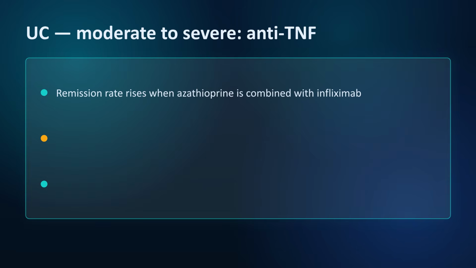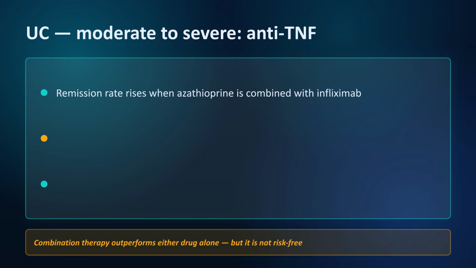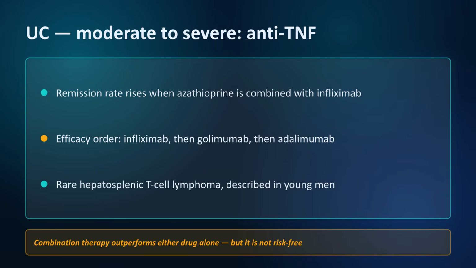The remission rate rises when azathioprine is combined with infliximab, compared with either agent alone. So combination therapy is often the stronger choice. Among the agents, the efficacy order runs infliximab, then golimumab, then adalimumab. And there is one rare but serious signal to know: hepatosplenic T-cell lymphoma, described particularly in young men on combination therapy. Rare, but it belongs in the consent conversation.